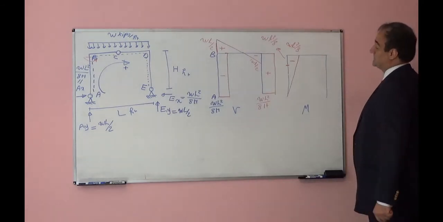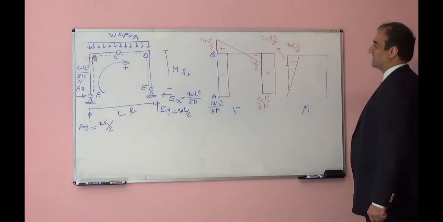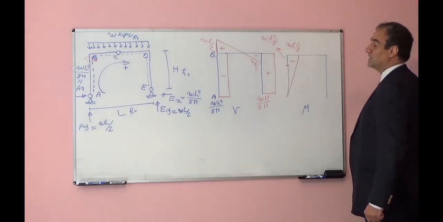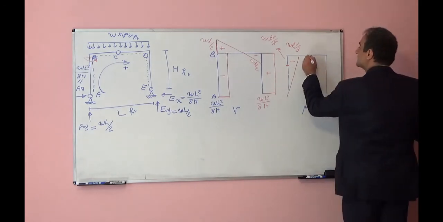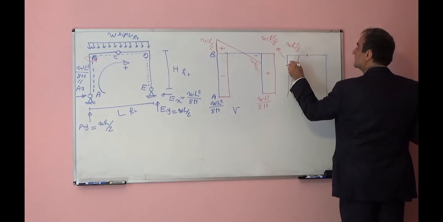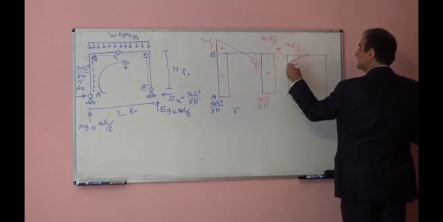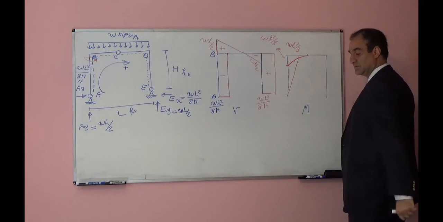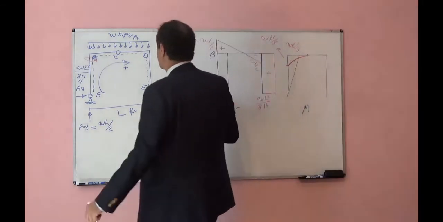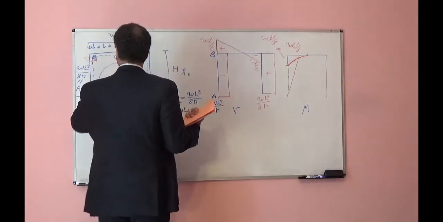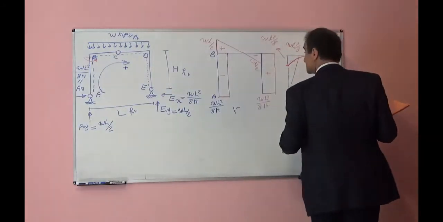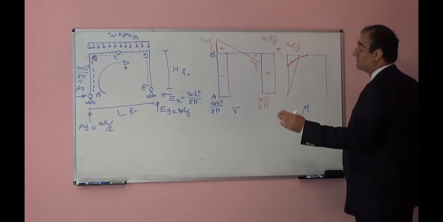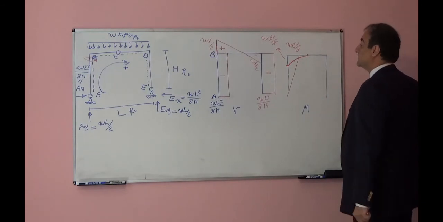At point C should be 0 because it is hinge. From B to C we have distributed load, so the variation should be second order parabolic, so it comes to the 0 and it is curve shape. Point C, it is hinge, it will be 0 from WL square over 8, it comes to the 0. The slope from B to C should decrease.